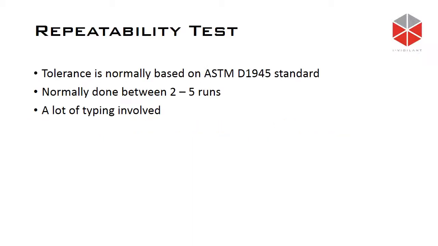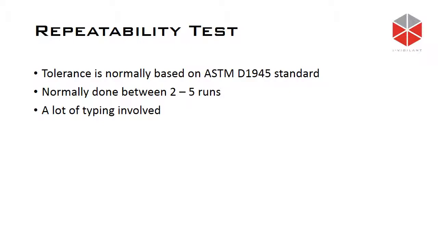One of the first things that people do in GC maintenance is repeatability tests. This repeatability test here in the UK is normally based on the ASTM D1945 standard as a repeatability tolerance. It's normally done between 2 to 5 runs. Sometimes people only do it 2 times because there is a lot of typing involved in it, so it's quite prone to human error in typing.